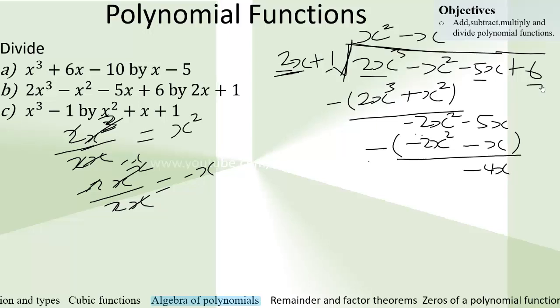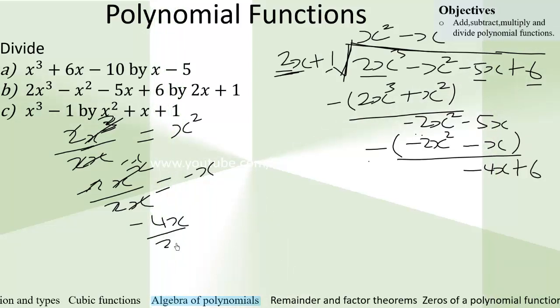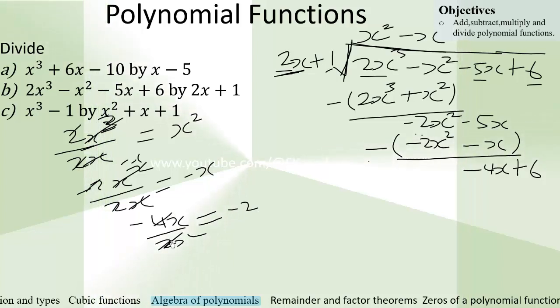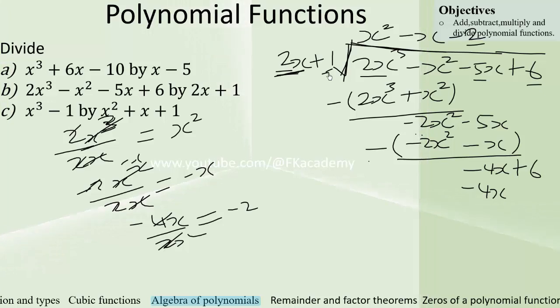So now you drop the 6, the constant term. Now we divide negative 4x by this 2x. So that will give you negative 2, because 2 going into 4, negative 2 times. 2 going into negative 4, negative 2 times. So we have negative 2 there. Use the negative 2 times the 2x, you get negative 4x. The negative 2 times the 1, you get minus 2.